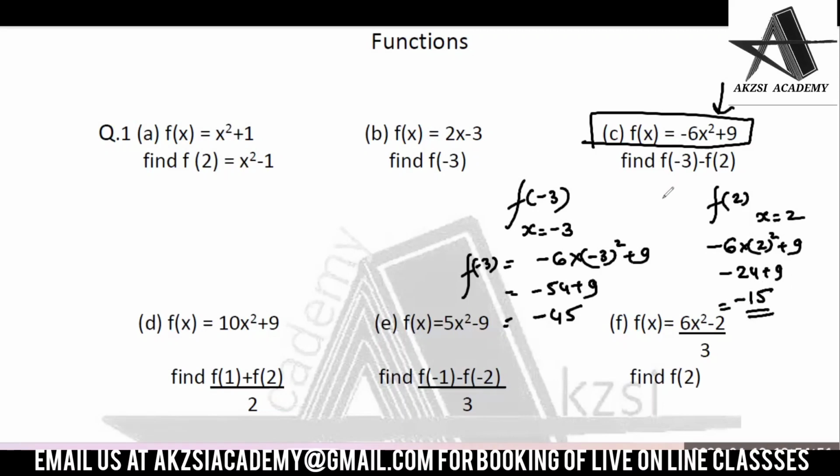We have the value of f(negative 3), we have the value of f(2). Now I only need to put these values in and assemble it. So f(negative 3) minus f(2). f(negative 3) is negative 45 and f(2) is negative 15, so minus negative 15. Whenever you are writing, always put it inside the bracket, it will help you. Now I need to expand the bracket. Whenever we expand the bracket, the signs get multiplied. Negative, negative will become positive. So negative 45 plus 15 will give you negative 30. So the final answer for part C is negative 30.